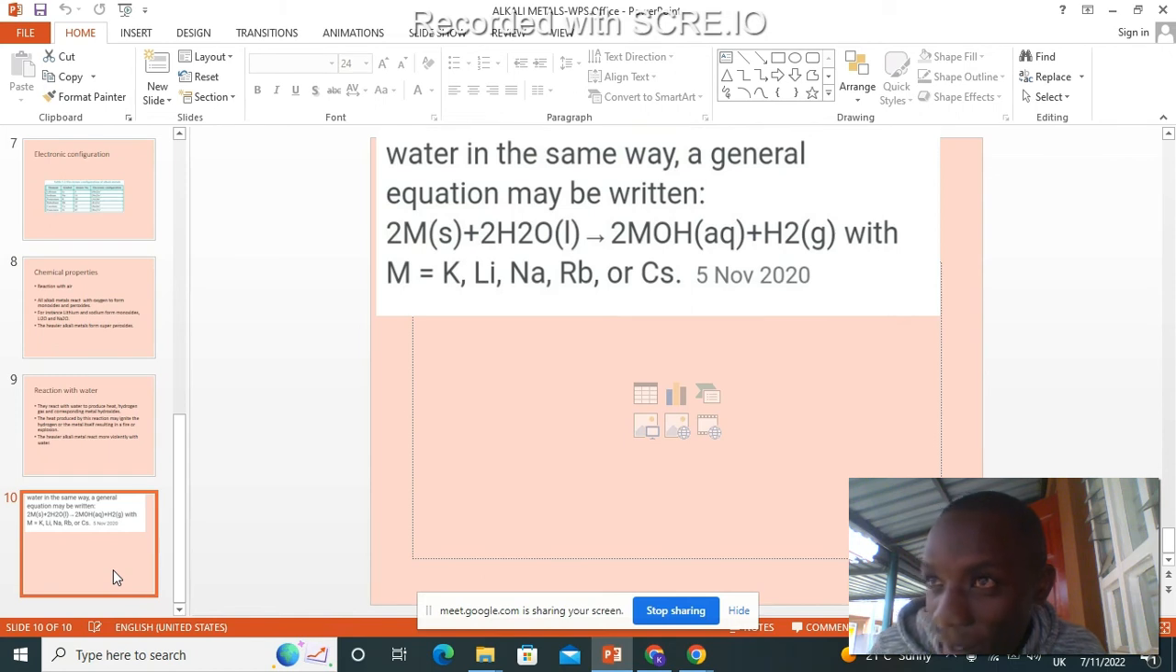You can use a burning splint. So that burning splint will burn with a pop sound in hydrogen. Thank you. That is very nice, Peter. So the test for hydrogen is that when a burning splint is put in hydrogen gas, a pop sound is emitted. So for today, that is all we can learn for group 1 elements.